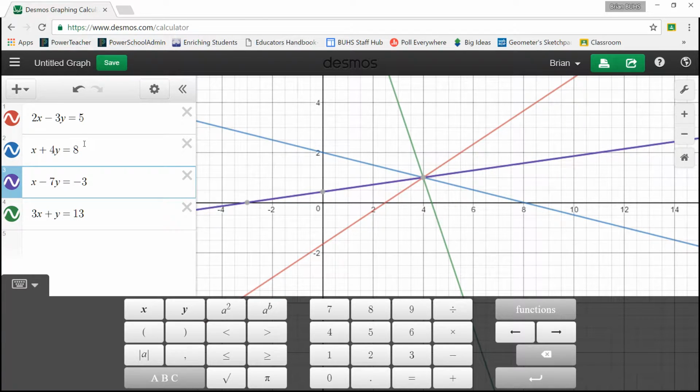Notice this new purple line. I subtracted those equations, and what special quality does this purple line have? They intersect at the same point. And when it comes to solving systems, I really only care about their intersection. I don't care about what their slope is, or what their y-intercept is. All I care about is their intersection.